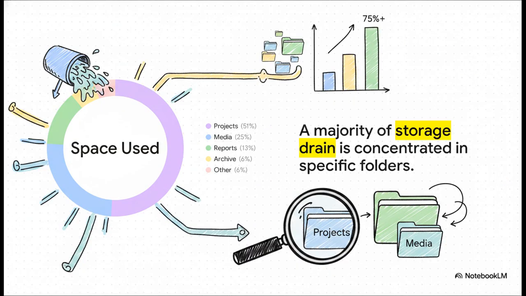When we actually break down a typical library's data, we can see exactly where the pain points are. Often, just 2 folders, say projects eating up 51.1% and media taking up 24.6%, consume over 75% of the total space. It's the classic Pareto principle in action. The vast majority of your storage drain is going to be concentrated in just a tiny handful of specific, heavy folders. And once you know that, you know exactly where to direct your cleanup efforts.